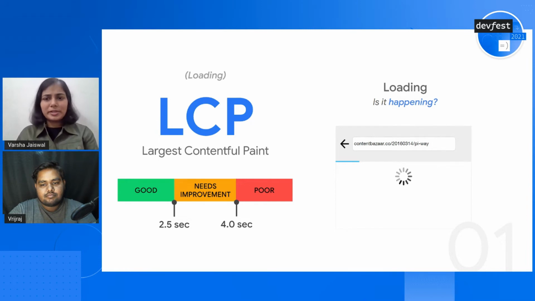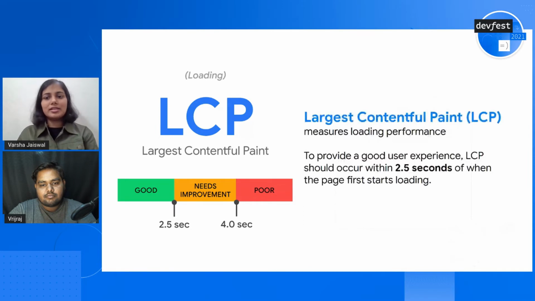And the best practices you can follow to improve LCP are: you can apply instant loading, you can optimize your CSS, you can optimize your rendering path, images, fonts, and JavaScript methods, that is, how you are writing the code. These are the things which you need to take care of.